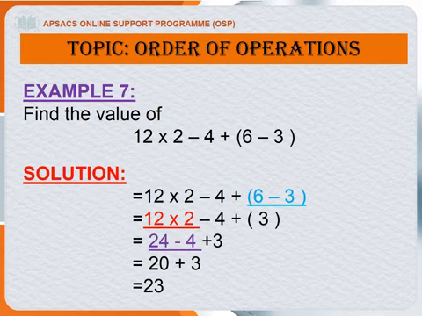Now two operations, minus and plus. So start again left to right. 24 minus 4, 20. Then plus 3, answer is 23. Got it?